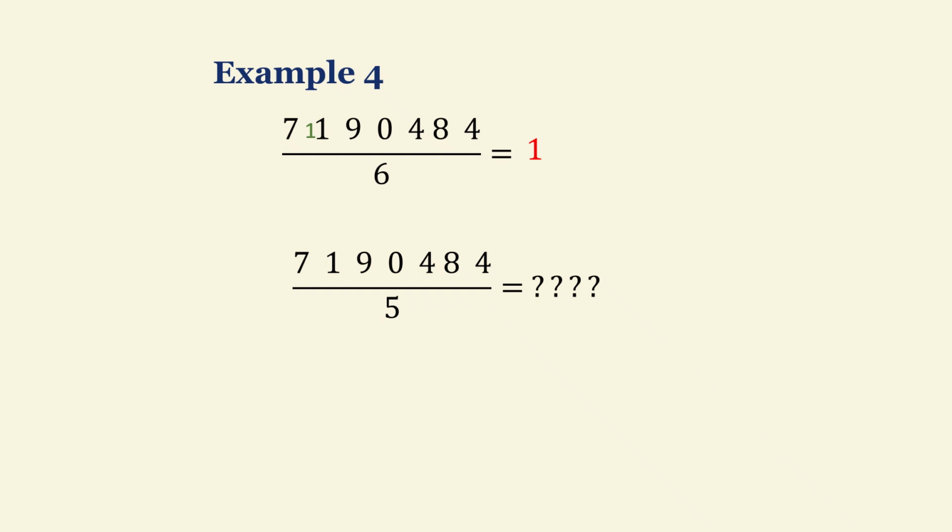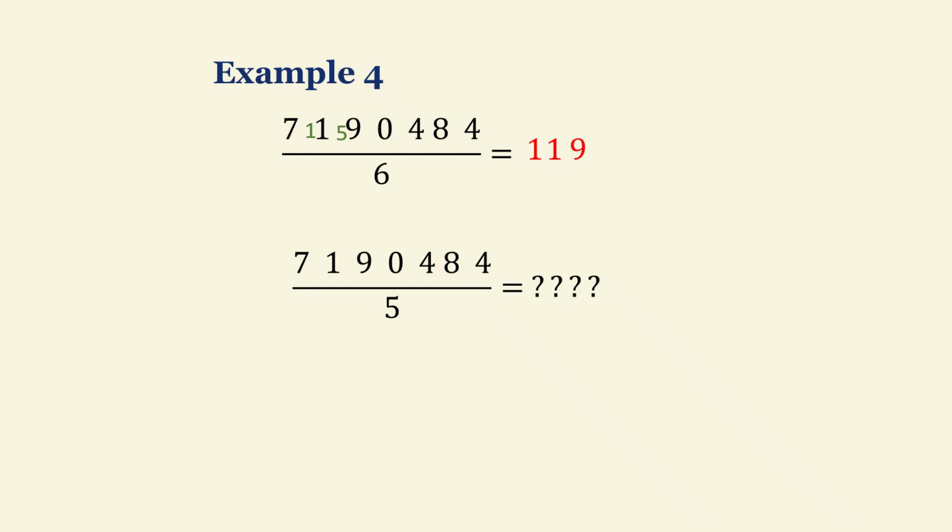So it becomes 11. How many times 6 goes into 11? It goes 1 time only. What's 1 times 6? It's 6. That means we have 11 minus 6. So the remainder is 5. Bring the remainder to the next number. So it becomes 59. How many times 6 goes into 59? It goes 9 times, because 9 times 6 is 54. So that means we have a remainder of 5, because 59 minus 54 is 5.